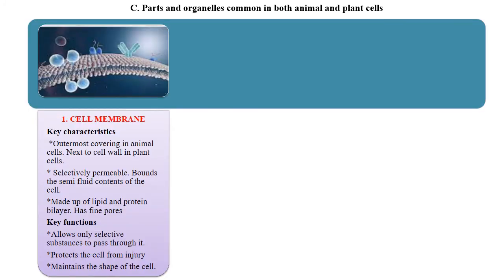Parts and organelles common in both animal and plant cells. Cell membrane. Key characteristics. Outermost covering in animal cells. Next to cell wall in plant cells. Selectively permeable. Bounds the semi-fluid contents of the cell. Made up of lipid and protein bilayer. Has fine pores. Key functions. Allows only selective substances to pass through it. Protects the cell from injury. Maintains the shape of the cell.